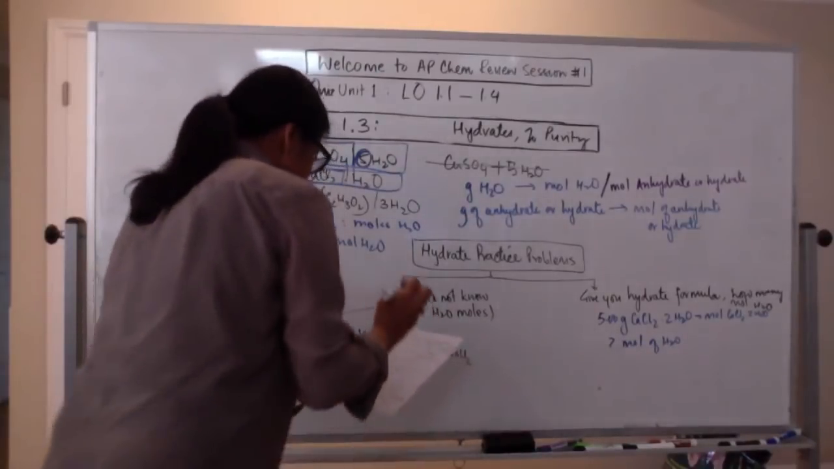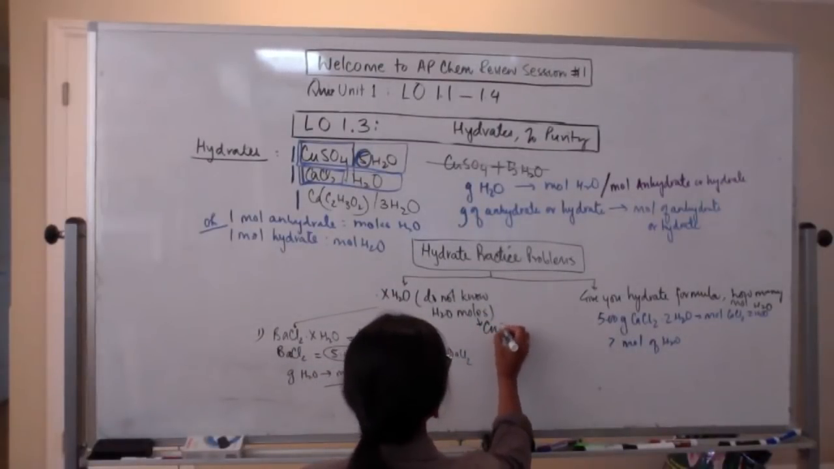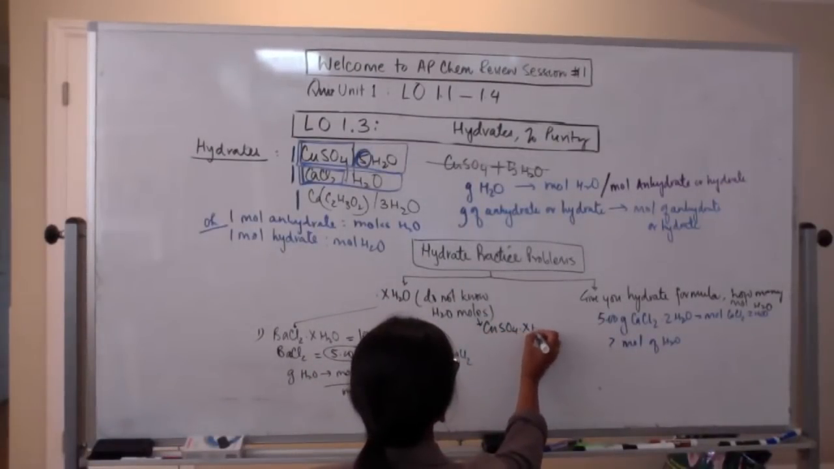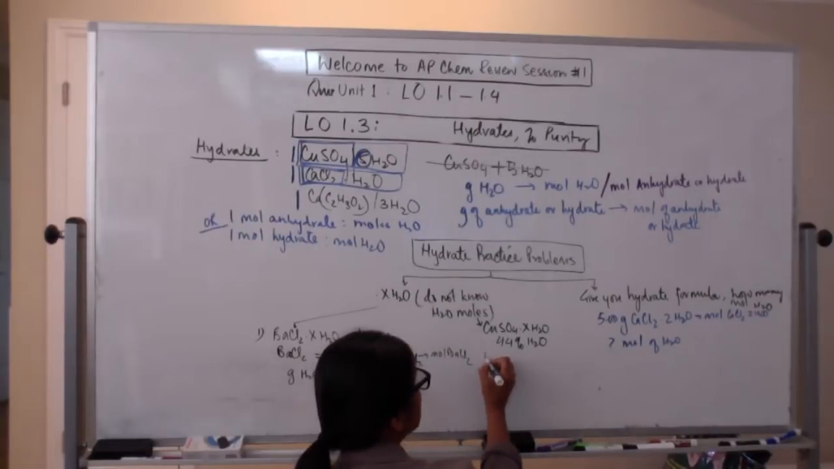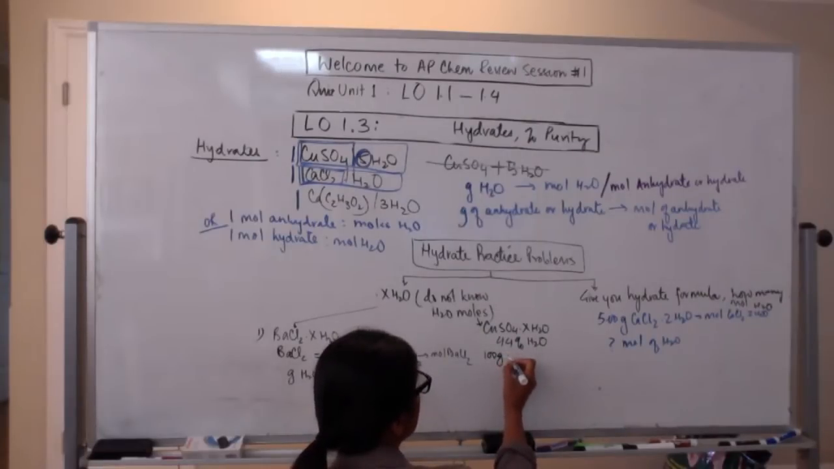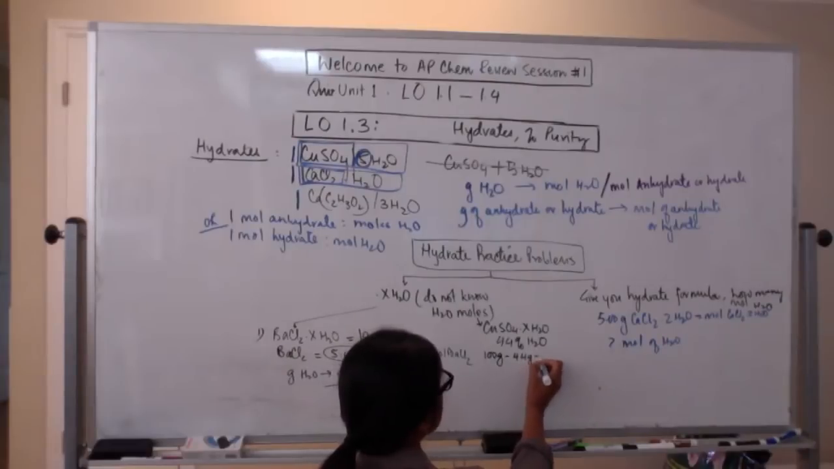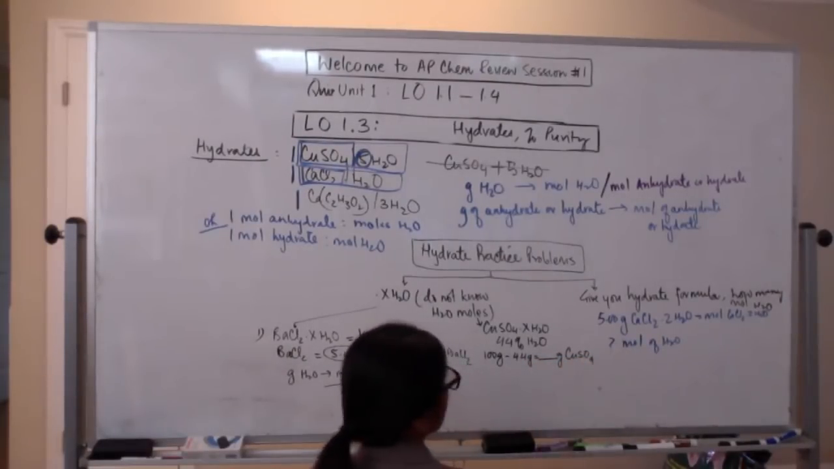The second type of problem may not give you the formula. Let's say CuSO4·xH2O has 44% water. What is its formula? If they do it like that, you assume anytime they give you a percent, you can convert it to grams using 100. So 100 grams of compound, so 100 minus 44 grams will be whatever grams of CuSO4, right?